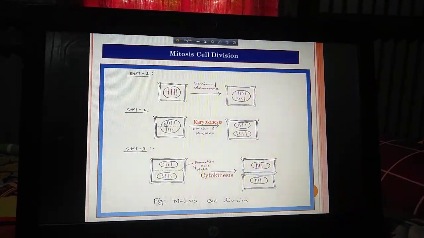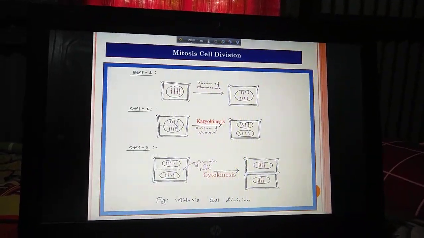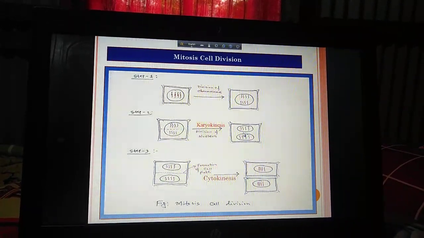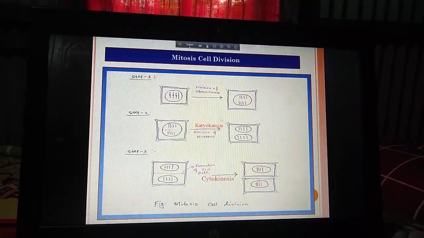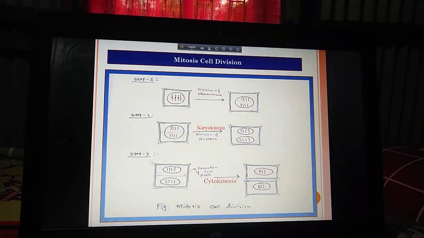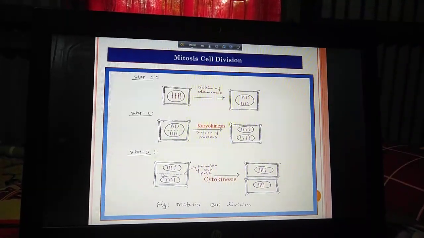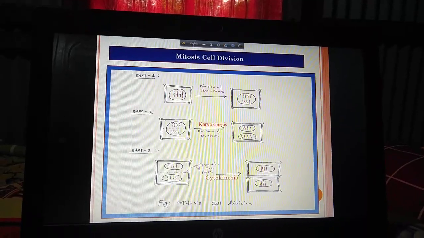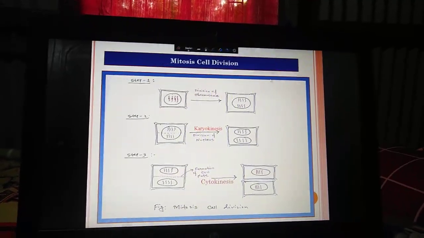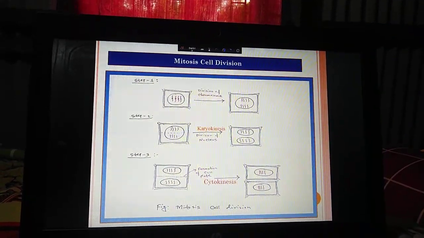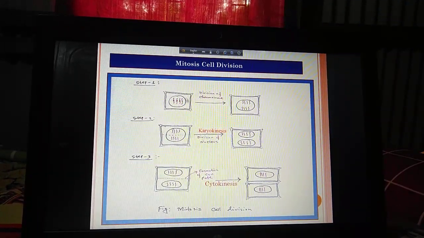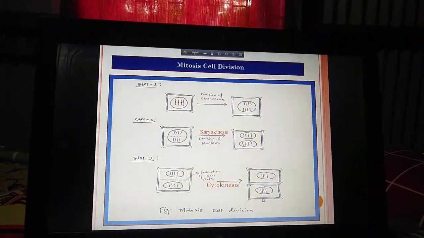In step number 2, when the nucleus divides, a cell contains two nuclei. So the process of dividing the nucleus is called karyokinesis. And in step number 3, a cell plate is produced in between the two nuclei. So for that reason, one cell divides into two cells. In this whole process, you are seeing that this is the mother cell and these are the daughter cells. So one mother cell is dividing into two daughter cells.